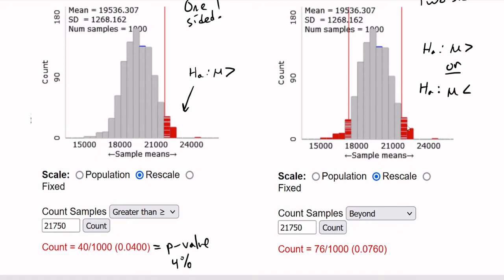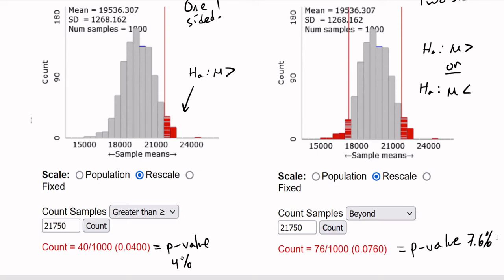Okay, but over here, I want any evidence of greater than, that's over to the right, or I want evidence of less than, because not equal to could be either. So I actually am going to count up all the dots over here and all the dots over here. That gives me a p-value of 7.6%. It's more dots because I'm trying to look for evidence of bigger or less than.